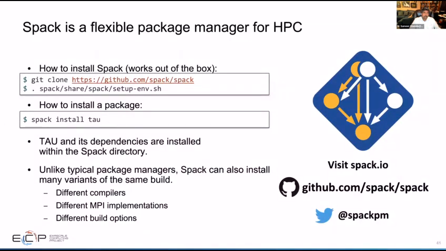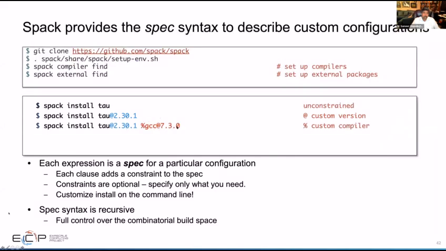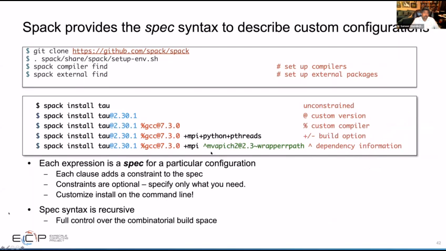To solve that problem, we support the Spack package manager. You can just do a Git clone, source the setup file, and then you can just say spack install tau, which will install tau and all its dependencies. I recommend that you also find the compilers and external packages before doing the tau install, but you can now specify a version. You can specify the compiler and the compiler version. You can specify additional build options such as MPI, Python, pthreads, and even configuration parameters for the different packages, such as please use mvapich2 when you're configuring this tau package with MPI.